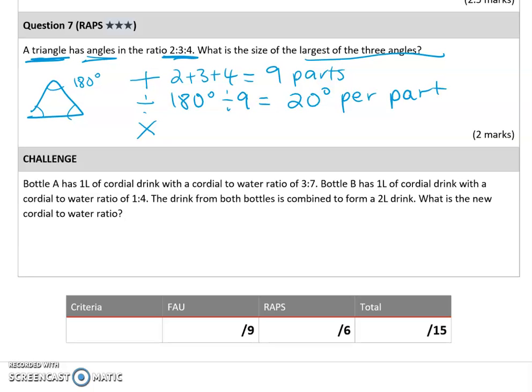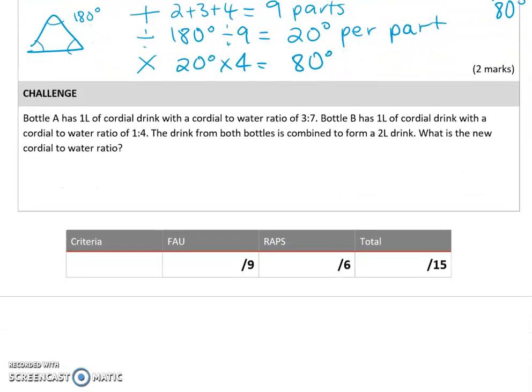And multiply. If one part's 20 degrees, then the largest part, which has a ratio of 4 parts in it, 20 degrees times 4 means 80 degrees. You would need to make sure you have a sentence. The largest angle in this triangle is 80 degrees.